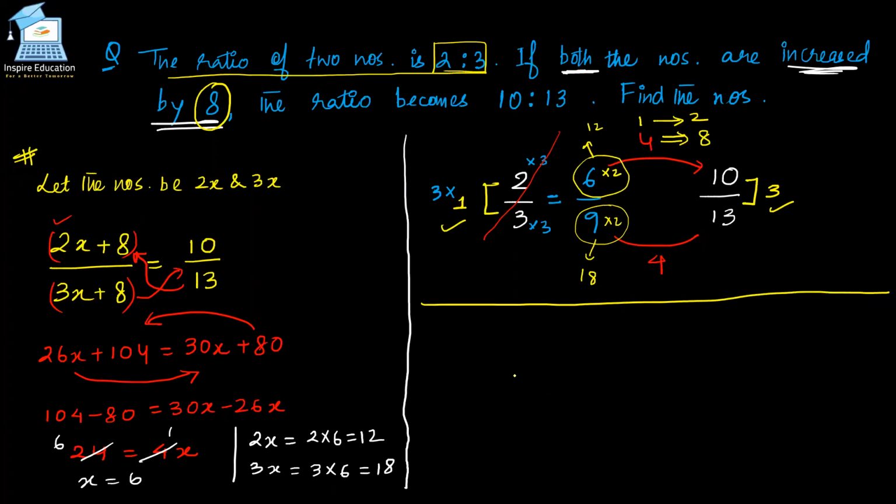Okay, first of all, 2 by 3. Okay, 10 by 13. Now we will check the question. What the question said: if both the numbers are increased by 8. So this number is increased by 8. Good. 2 plus 8 is 10. But this number is increased by 10. So there is a mismatch.